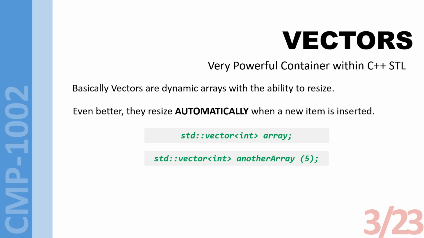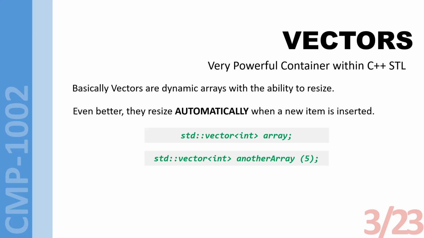Basically, vectors are dynamic arrays with the ability to resize. So they can increase and decrease their sizes while the program is running. And even better, they can automatically resize when you insert a new item or when you delete an item.